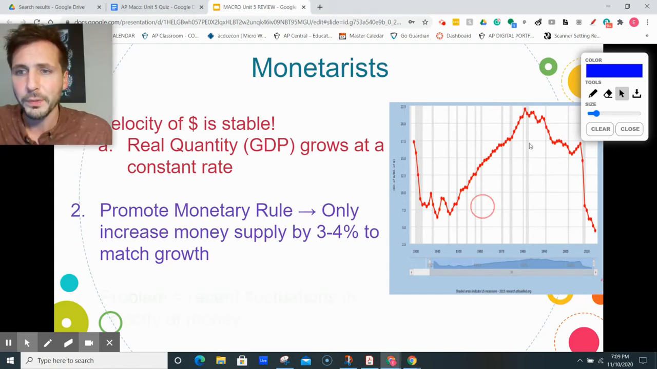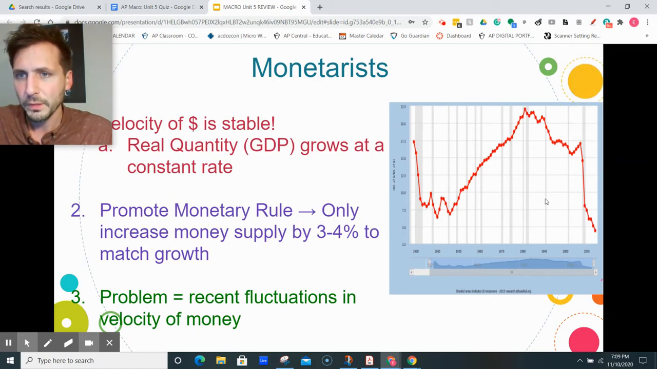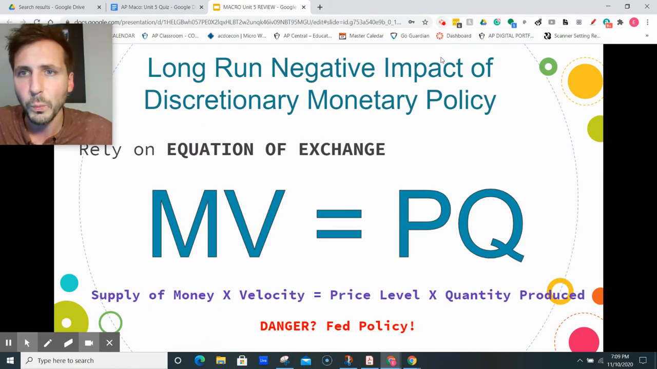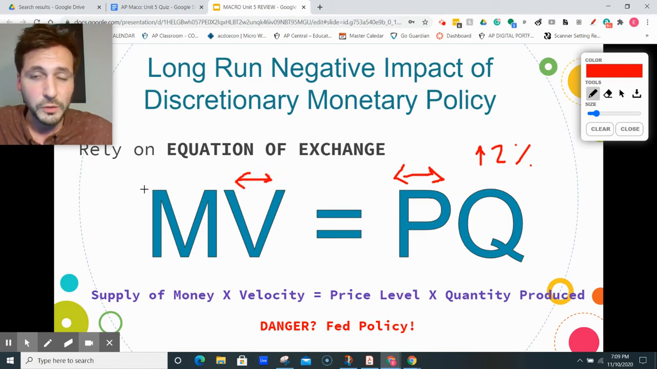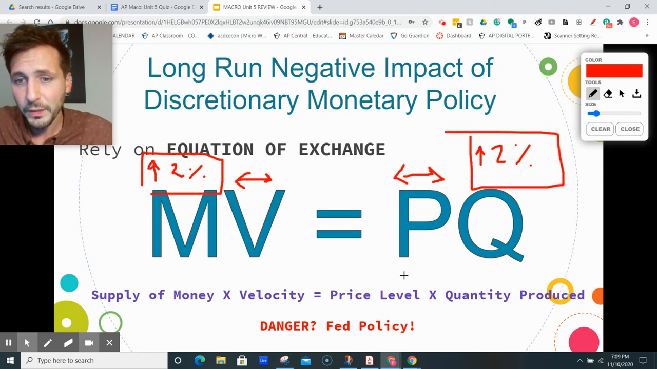So if we go back to that previous slide, maybe we'll come back to that problem. There we go. If we go back here, what they're saying is we know quantity is going to go up by like 2%, for example, right? We want to keep price level stable. We know that velocity is relatively stable. And so we believe you should increase the money supply by 2%. Because if I increase this by 2% and quantity by 2%, then I'm not going to cause inflation. Inflation is not going to occur.